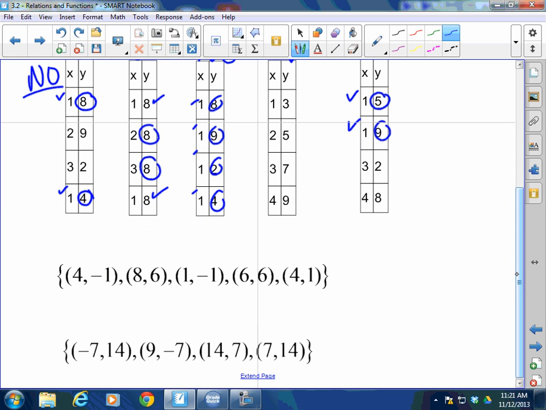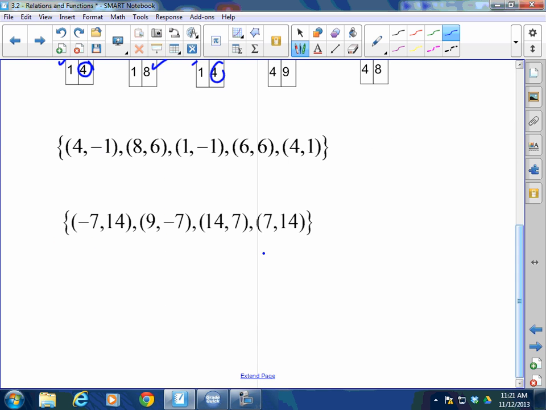Okay, let's look at ordered pairs this time. I got 4, negative 1, 8, 6, 1, negative 1, 6, 6, and 4, 1. Is that or is that not a function? It is not a function. Good. Why? Very good. You have two different y's for the same x of 4. So, no.